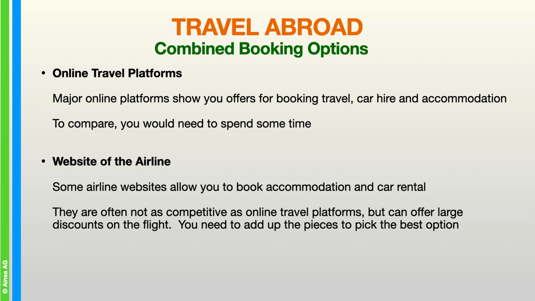There are so many ways of booking your foreign travels. For instance, you can use online travel platforms, and there are many major platforms that allow you to book travel, car hire, and accommodation all together. But to compare, you need to spend some time. You can also use the website of the airline. Some airline websites allow you to book accommodation and car rental as well. They're often not as competitive as online travel platforms, but they can offer large discounts on the flight. You need to add up the pieces in your home currency before you can pick the best option.